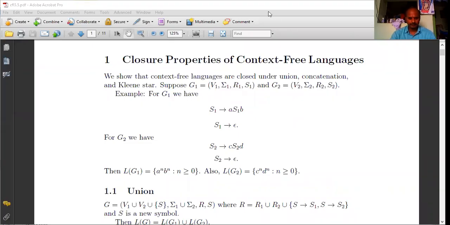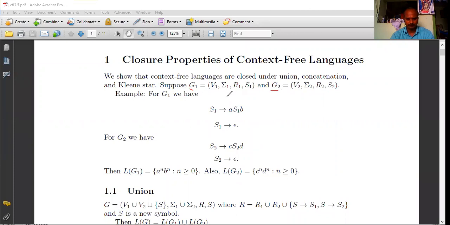Today we are going to discuss the closure properties of context-free grammars. Context-free grammars are closed under union, concatenation, and Kleene closure. And context-free grammars are not closed under intersection and complement. Here observe this, we consider two grammars G1 and G2.